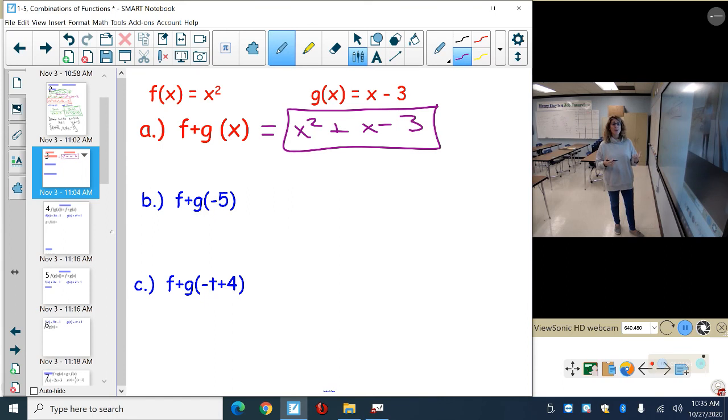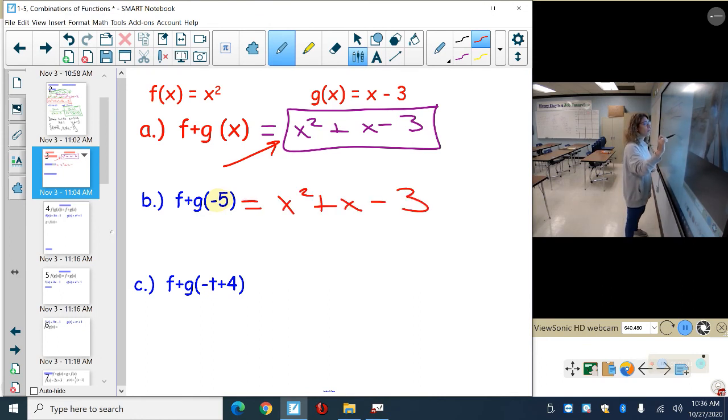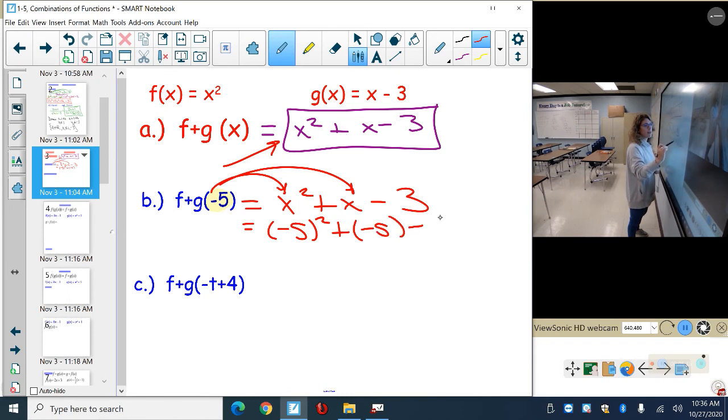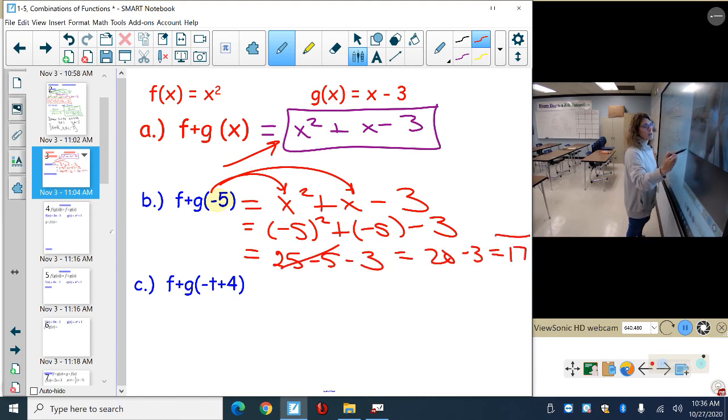Okay, but now I want to take that f plus g and plug in the value -5 every place I see an x. So I'm literally going to work from this. That's going to be x squared plus x minus 3, and every place I see an x, I plug in the value -5. So that's -5 squared plus -5 minus 3. -5 squared is going to be 25, minus 5, minus 3. That's going to give me a 20 minus 3, which gives me a 17 as my final answer.